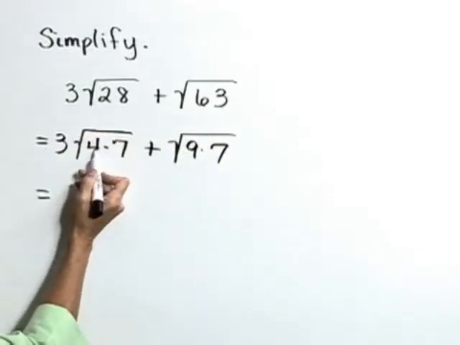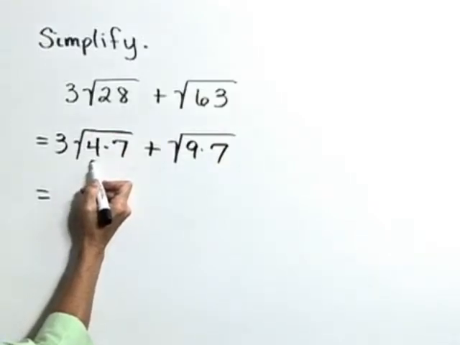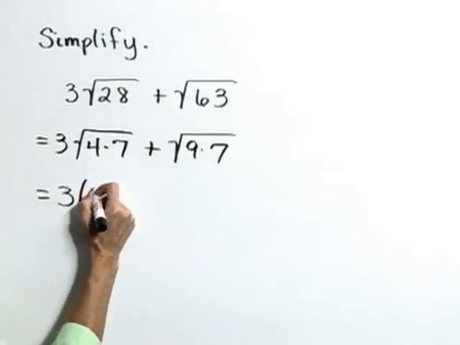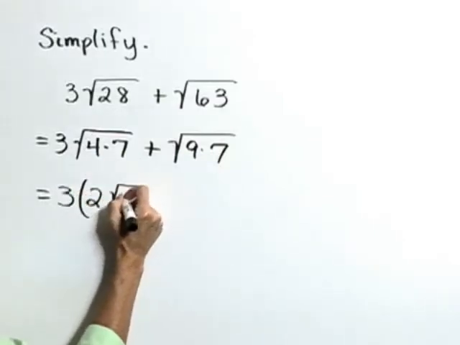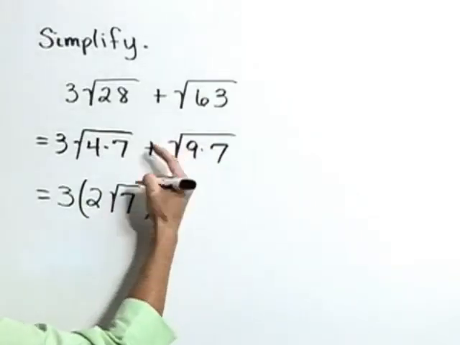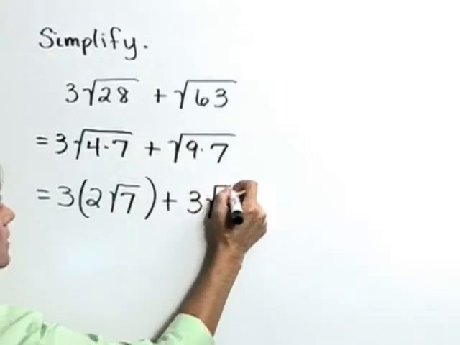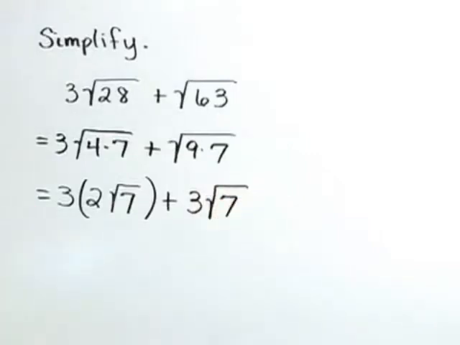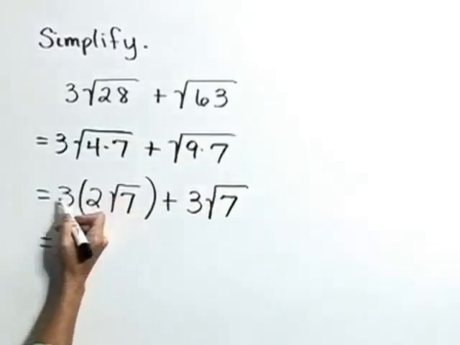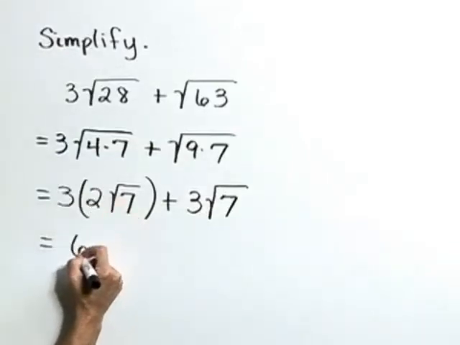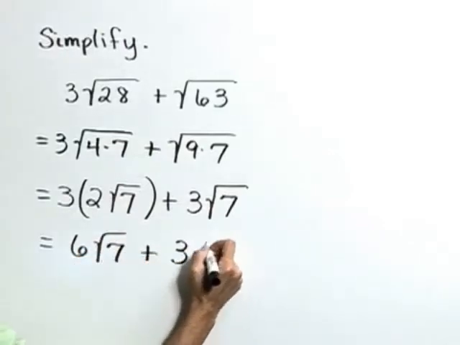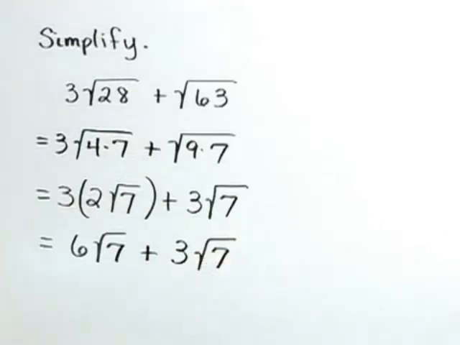Now let's look at this first term, and let's pull out that square root of 4 value, so that we have 3 times the square root of 4 is 2. The 7 stays underneath the radical. With our second term, the square root of 9 is 3. The 7 stays underneath the radical here. So out front, multiplying our number terms, 3 times 2 is 6. Take that times the square root of 7 plus 3 times the square root of 7.